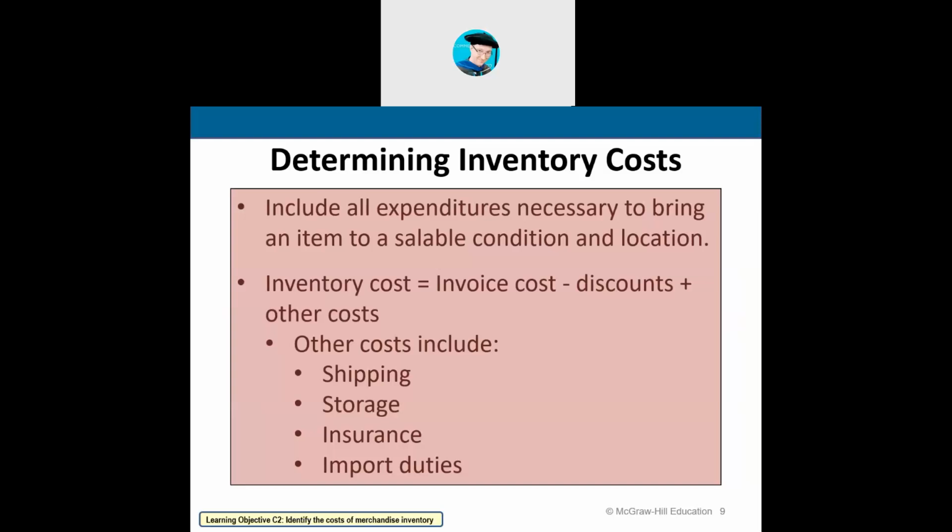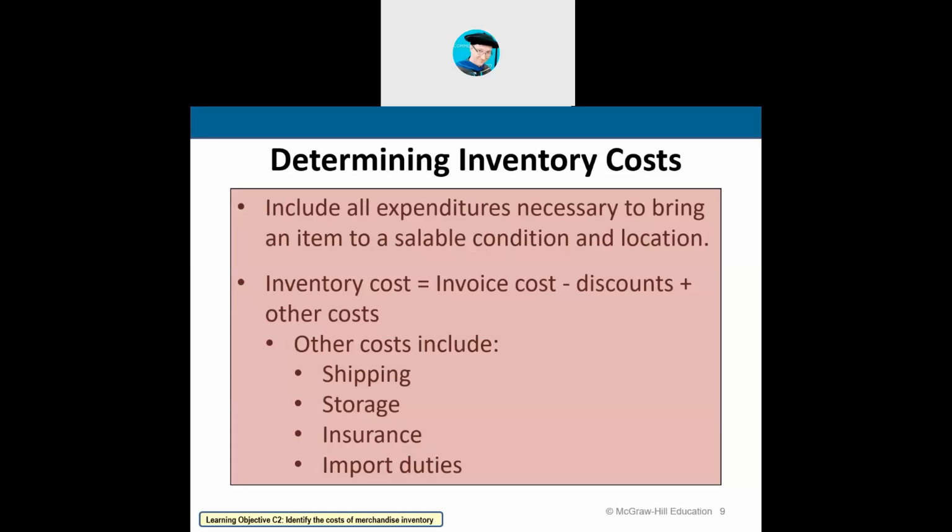Inventory costs you money. Obviously, you got to get it to you. You got to store it somewhere. There's probably some insurance, and there might be import duties. Let's talk about all these things. Total inventory cost equals the inventory cost minus any discounts that you got when you purchased the inventory, plus all other costs. Other costs include things like shipping, storage, insurance, import duties.